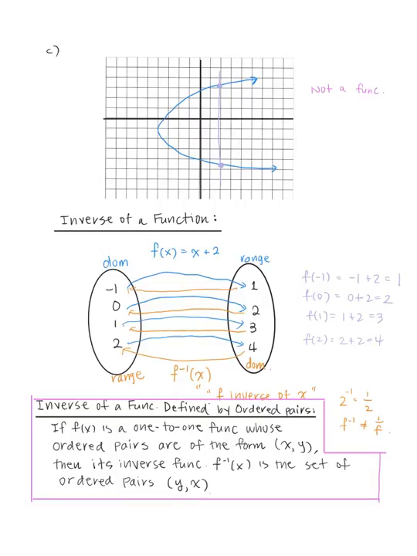Let's first talk about the inverse of a function defined by ordered pairs. It says that if f of x is a one-to-one function whose ordered pairs are of the form x comma y, then its inverse function, f inverse of x, is the set of all ordered pairs y comma x. The important part is this: in order for the inverse function to exist, our f of x must be one-to-one, or else you cannot define an inverse function for f.